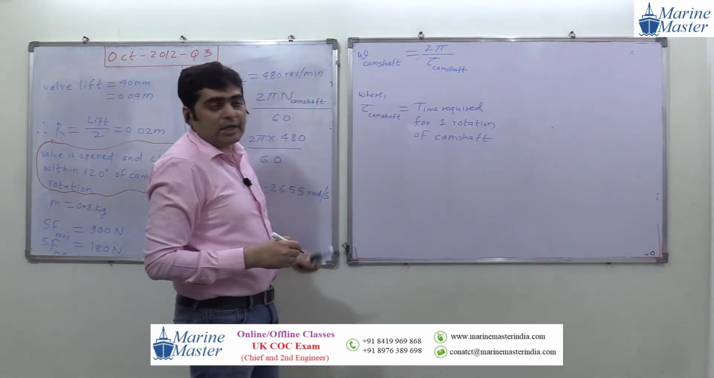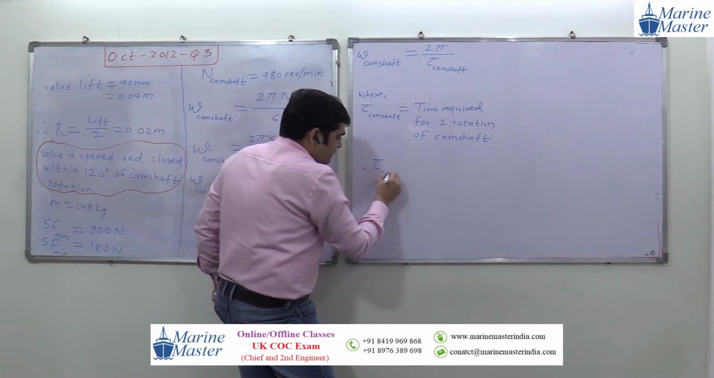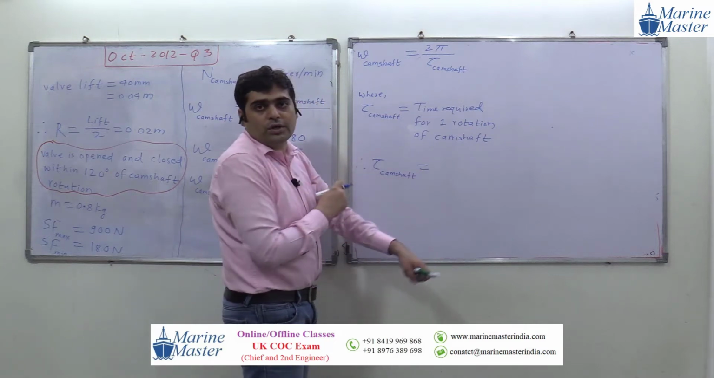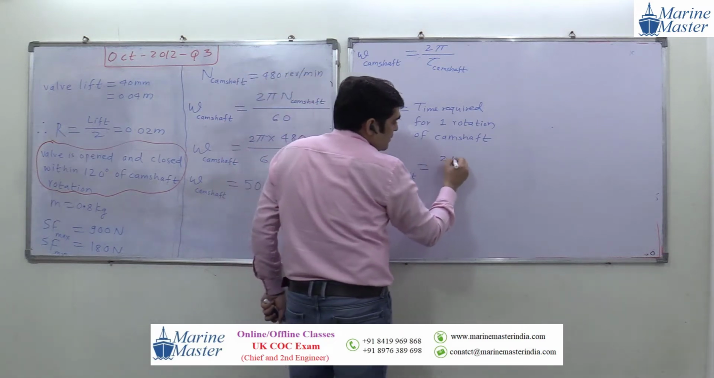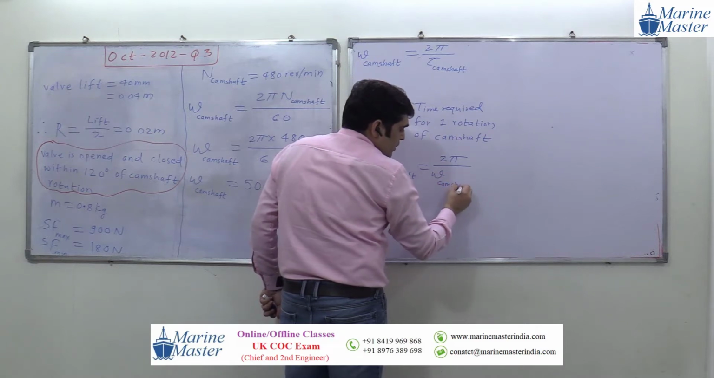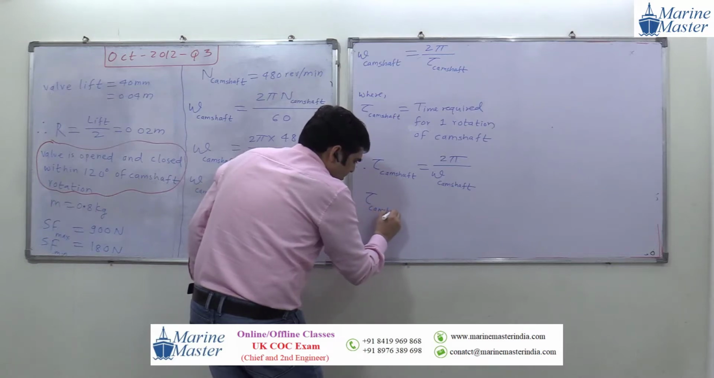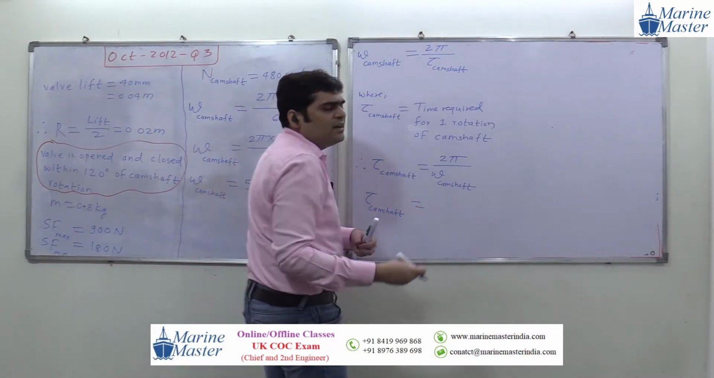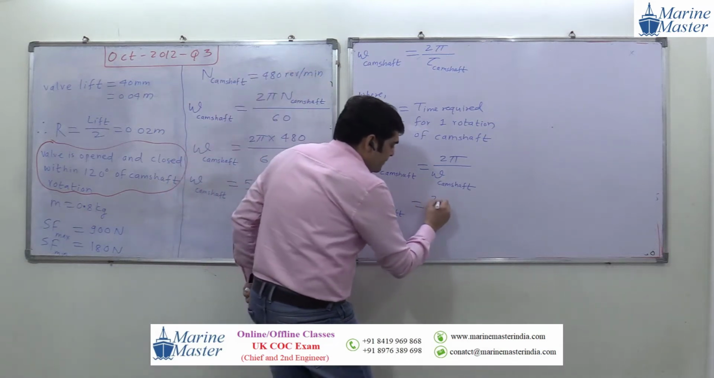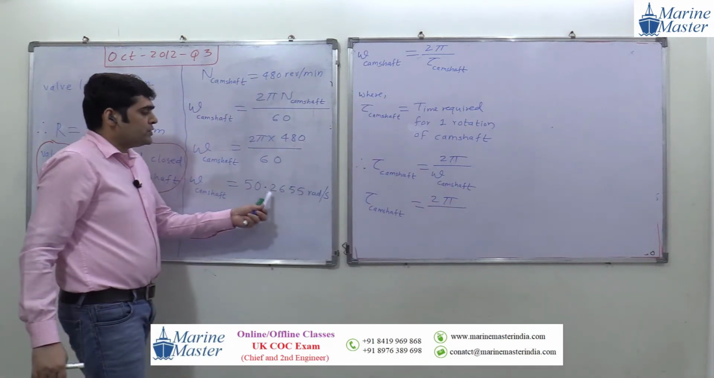So tau camshaft will be equal to what? How do we get tau camshaft? Tau camshaft is equal to 2 pi by omega camshaft. Try to see the scenario here. Very simple discussion, a little bit twisted, but not that difficult, guys. So 2 pi by omega camshaft, which we just calculated here: 50.2655.